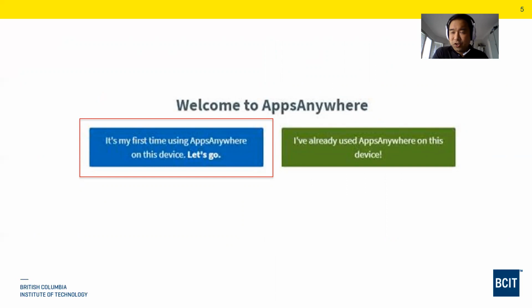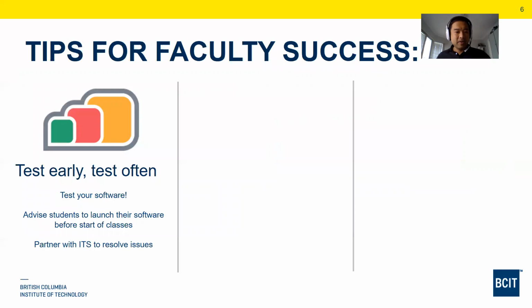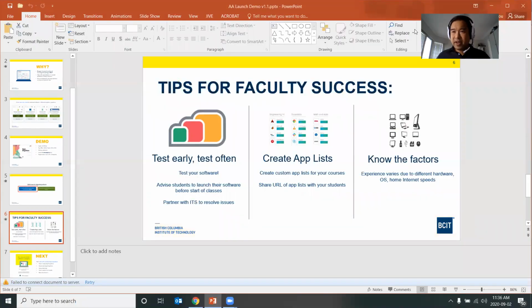The blue button ensures that the right plugin for AppsAnywhere, which is required, is installed on your machine. And then it walks you through a step-by-step tutorial of the features within AppsAnywhere. Don't click the green button by accident. Okay, so I'm just gonna tab out of there and go straight in.